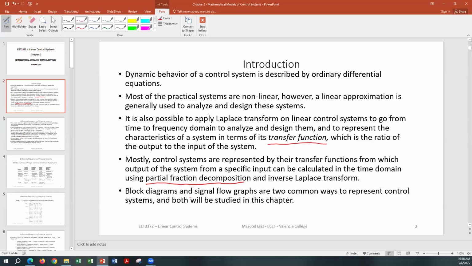We're going to be looking at both block diagrams and signal flow graphs, and these are two common ways to represent control systems. We're going to be doing that next week, not today, but next week in this chapter. Both of them are in this chapter.